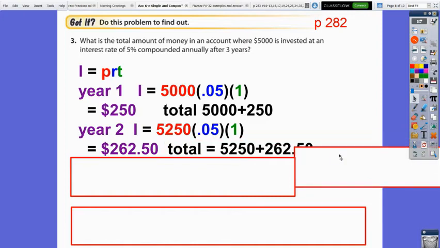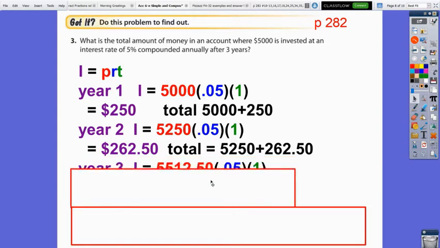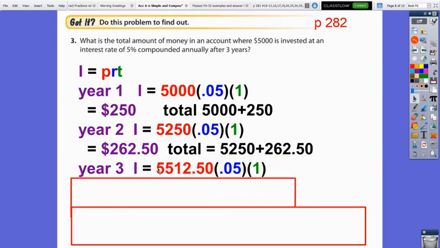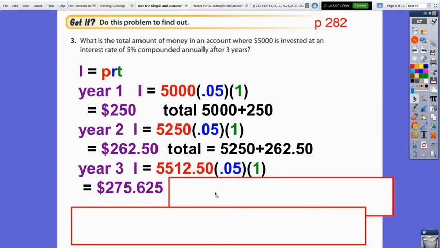The total amount at the end of the second year, you add that onto the starting amount of the second year. And the new principal in the third year is $5,512.50. The third year makes 5% again for 1 year. And so the interest earned in the third year is $275.63, rounding off to the nearest cent.